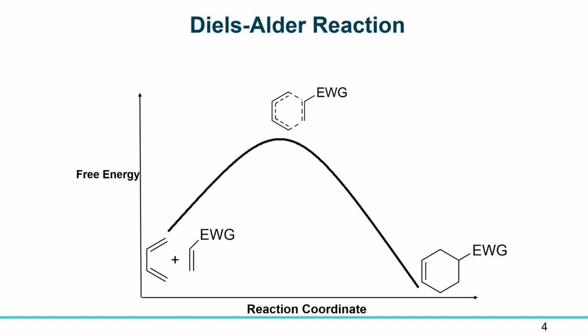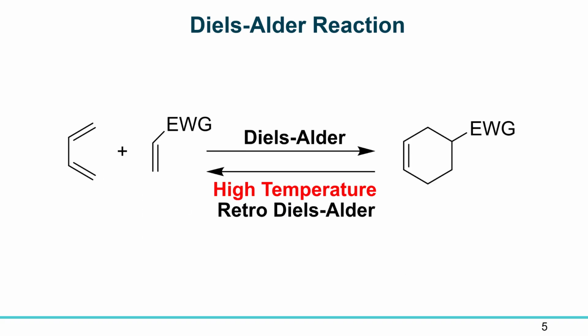Examining a free energy diagram for this reaction, with free energy on the y-axis and reaction coordinate on the x-axis, we can see this is a single reaction step with a cyclic transition state. The Diels Alder reaction is in equilibrium with its reverse reaction, the retro Diels Alder. Lower and moderate temperatures favor the forward reaction, while higher temperatures favor the retro Diels Alder.